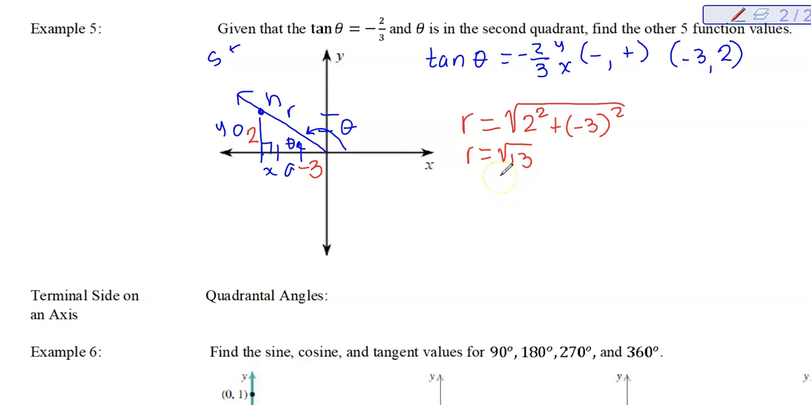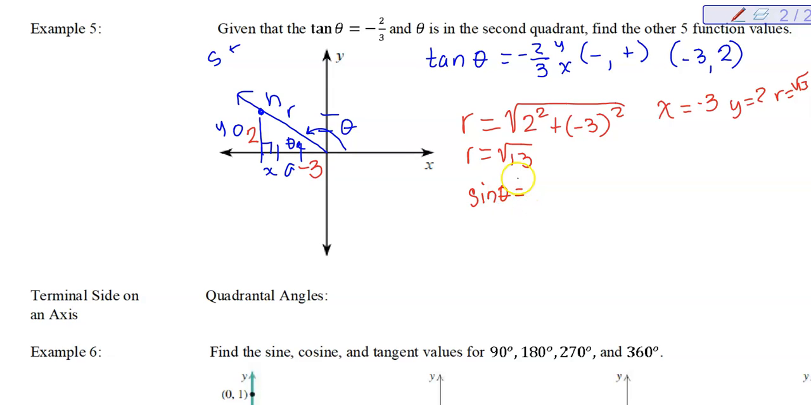So our sine, cosine, tangent, those are all just going to be some form of the problems that we just solved. So let's organize that information. Do you want to organize it x, y, r? X is negative 3, y is 2, and our radius is the square root of 13. There we go.